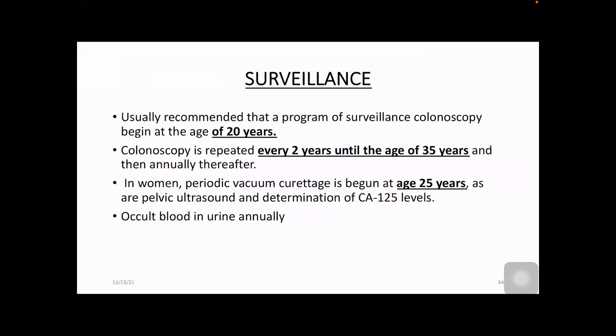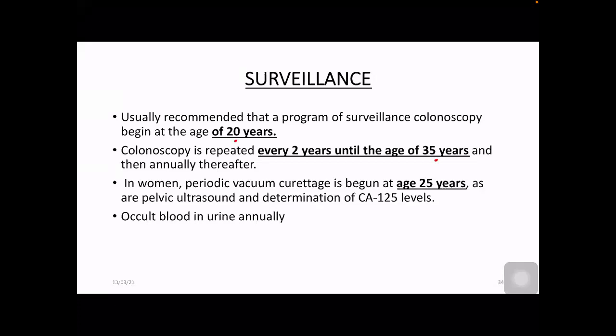Fine. So how do you do surveillance in patients with suspected HNPCC or a proven HNPCC mutation? As I said before, in FAP, since the tumor progression is slow, you can do a colonoscopy at an interval of 3 to 5 years. Whereas in HNPCC, the tumor progression is very rapid, and hence the colonoscopy should be repeated every 2 years until the age of 35 years, starting from the age of 20 years.